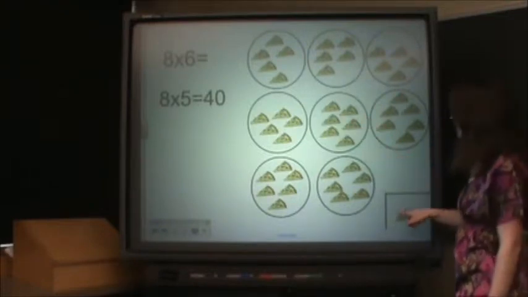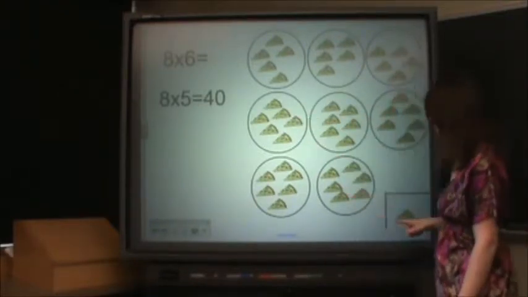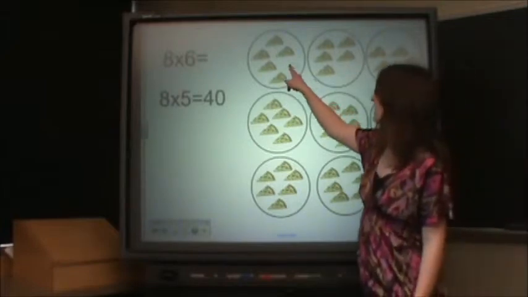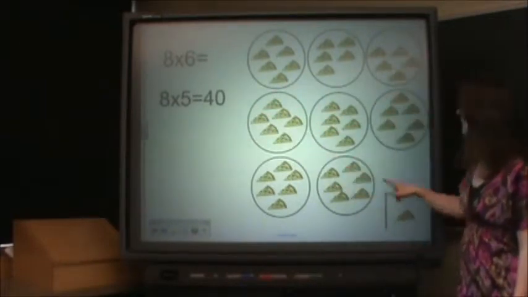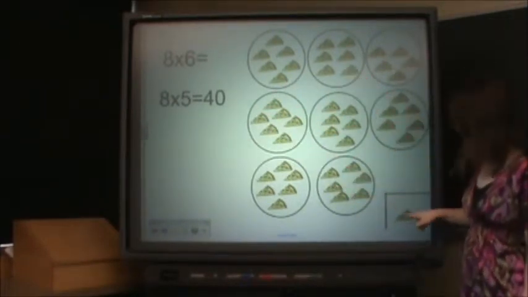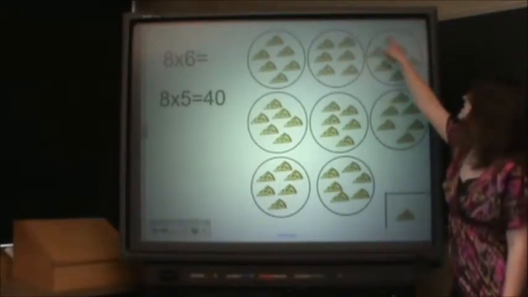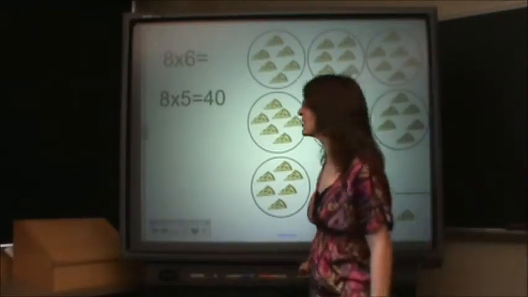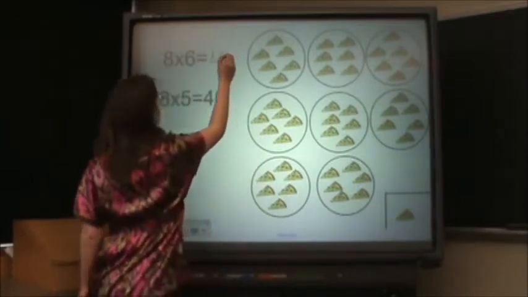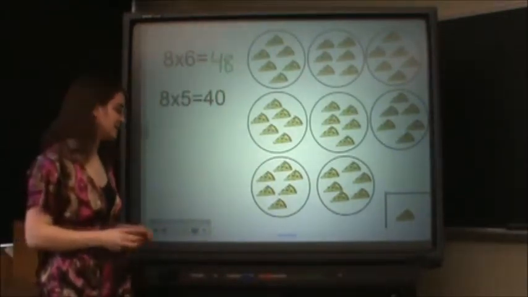8. So I'm going to take the 40 that I have over here and add 8 to it to get me to 48. 8 times 6 equals 48.